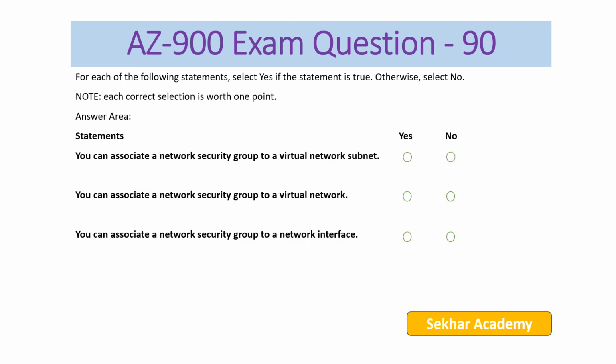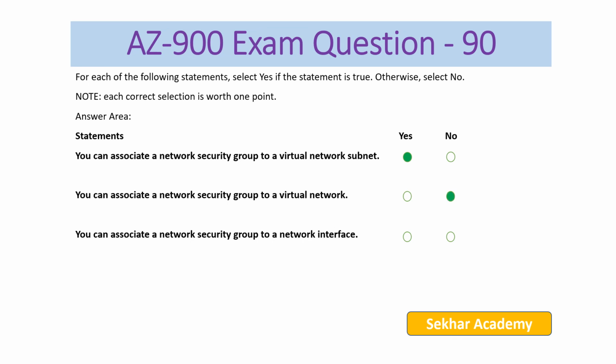AZ-900 exam question number 90. For each of the following statements, select yes if the statement is true, otherwise select no. Note, each correct selection is worth 1 point. Answer area, the statements are: you can associate a network security group to a virtual network subnet. The options we have are yes and no. The right answer is yes, we can associate network security groups to a virtual network subnet. And the next statement is: you can associate a network security group to a virtual network. So the right answer is no.